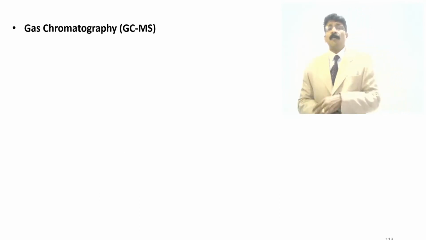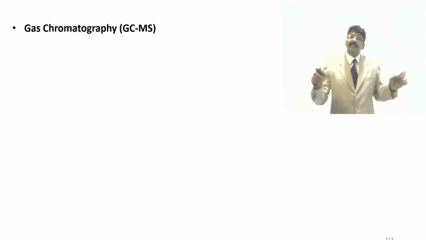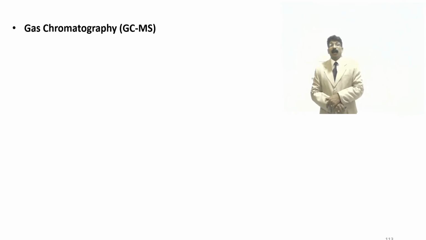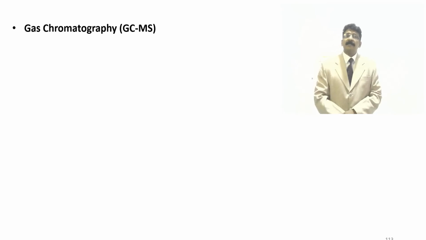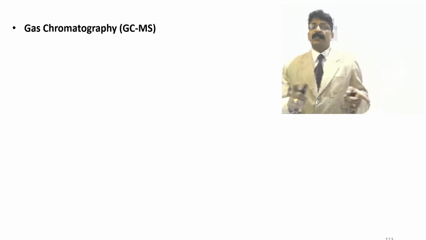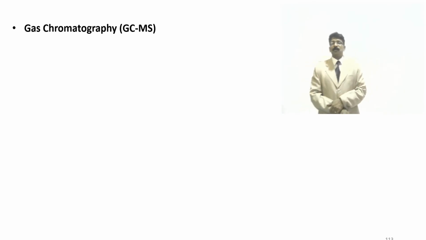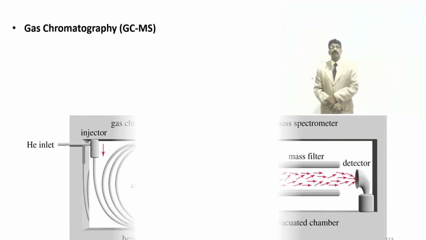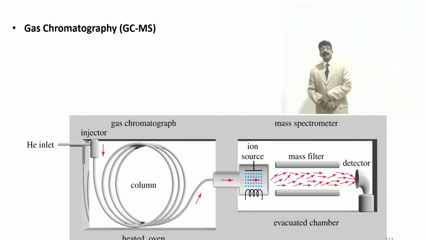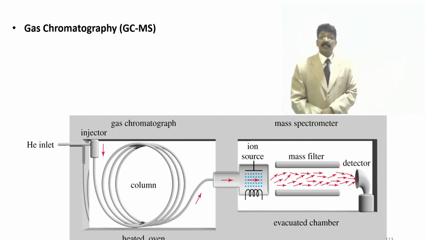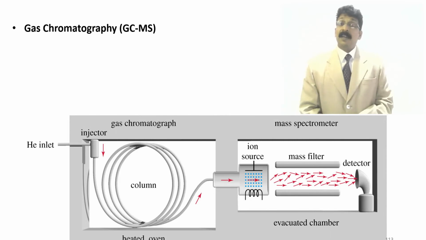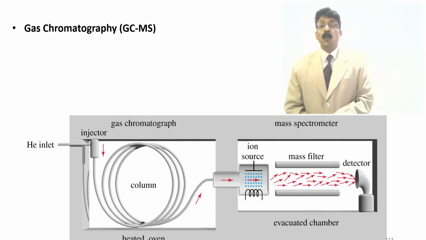Now we will have a small discussion about gas chromatography, and it is actually GC-MS, gas chromatography with mass spectroscopy. This is also a hyphenated, online system in which gas chromatography and mass spectroscopy are connected. Anyhow, gas chromatography alone also has applications. For example, this picture shows gas chromatography with mass spectroscopy, a hyphenated detection of two instruments.